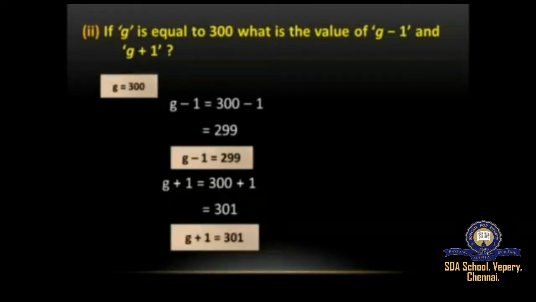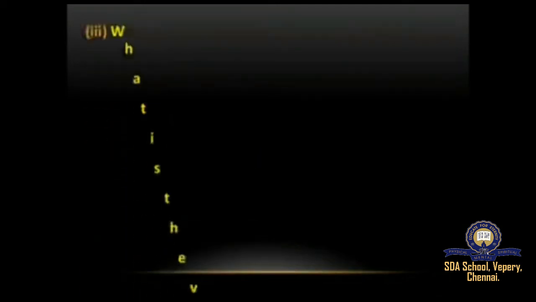Got it, students? You're just going to substitute the value of g in the question. So when you substitute the value of g, that is 300, first you'll be subtracting 1 from 300. So the answer you'll be getting is 299. Similarly, when you substitute the value g, that is 300, you're going to add 1 to 300. So you'll be getting 301. Okay, so the answer for g plus 1 is equal to 301. We'll move to the third sum.